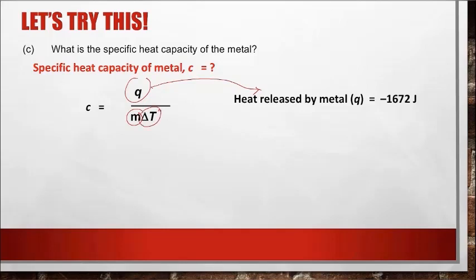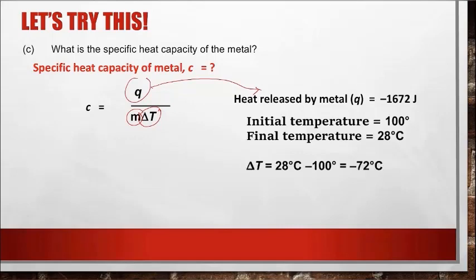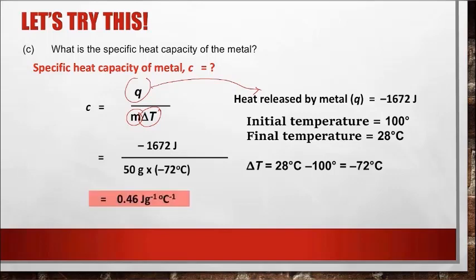In this case, delta T for this metal will be a negative value. This is because the initial temperature of the metal is 100 degrees Celsius, while the final temperature is 28 degrees Celsius. Hence, delta T will be negative 72 degrees Celsius. But worry not, this negative value will be cancelled out by the negative value of the heat. Then, just substitute all the values and the specific heat capacity of the metal will be 0.46 joule per gram per degree Celsius.